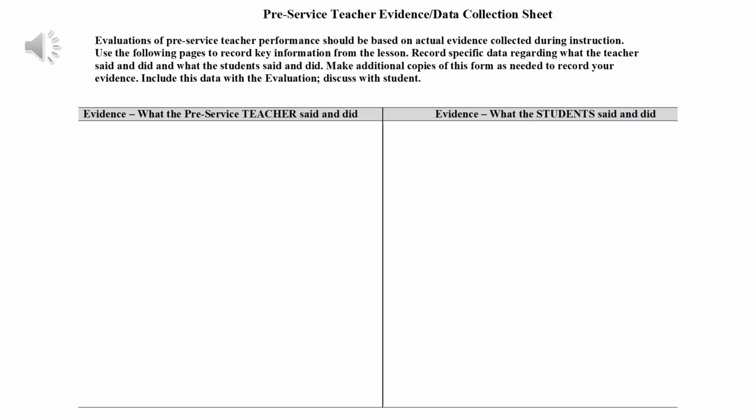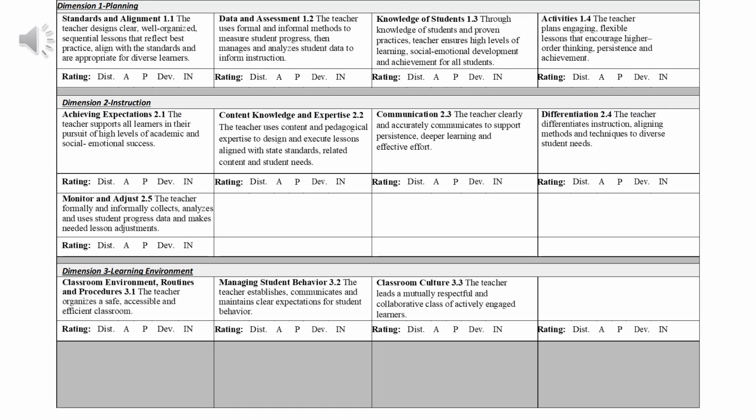During a formal observation, the observer should take notes on what the clinical teacher is doing and saying, and what the students are saying and doing during the lesson. This information should be recorded on the pre-service teacher evidence data collection chart. This information should be used to reinforce and clarify the ratings on the rubric.